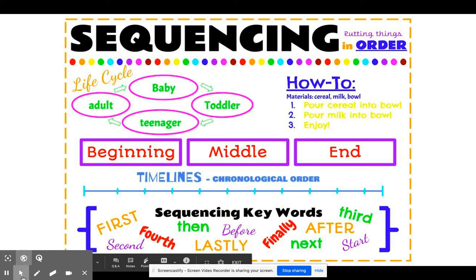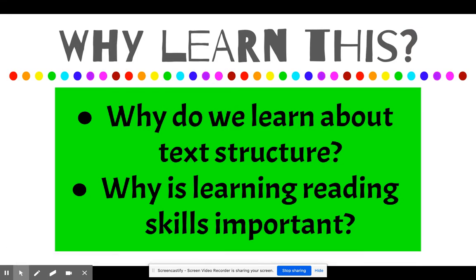All right, kiddos. So now that we've reviewed our 4 structures, I'm going to model for you how to find it. Now remember, learning about text structure is important because we spent a lot of time on main idea, and that's what the passage is all about. And I just did that hand movement. I know you can't see me. I hope you did it with me. It's what the passage is all about.